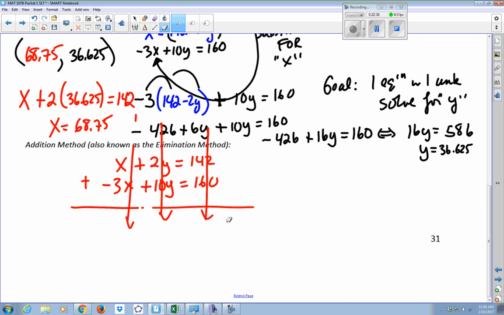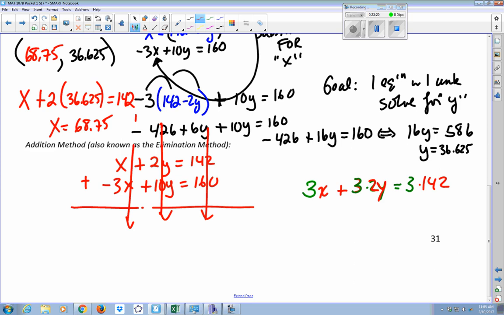If I look at this first column here, 1x take away 3x, since they already have different signs, 1 is positive and negative 3 is negative, then I could just multiply this first equation by 3 all the way across. So if I do that, I'm going to get 3 times x plus 3 times 2y equals 3 times 142, right?